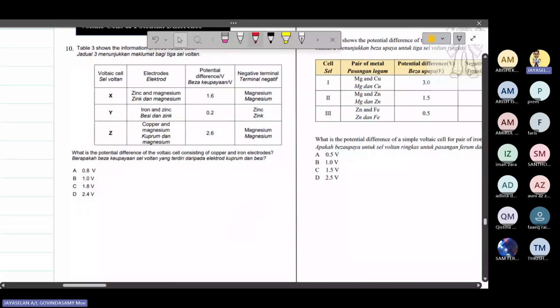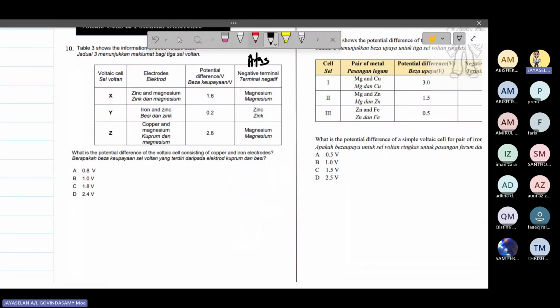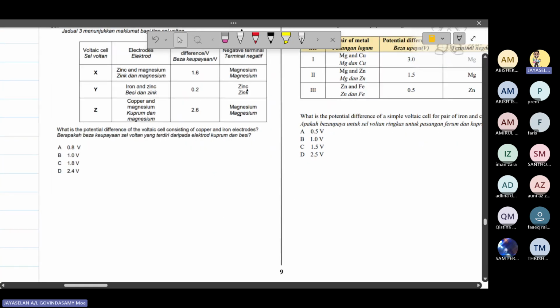Okay, kita tengok, they already give you negative terminal atas, positif terminal bawah. Ini positif zinc lah. Okay, ini sudah bagi zinc, iron positif lah. Okay, magnesium negatif, copper positif lah. Okay, so saya buat dia punya construct the electrochemical series. Ini saya buat, next one you all do. Okay, macam mana nak buat?